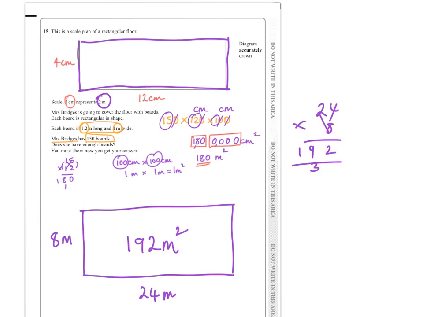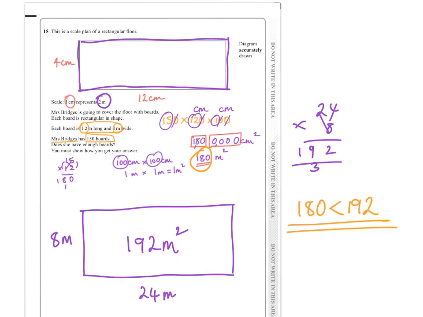And as we've worked out previously, all 150 boards would only be 180 metre squares, and 180 is less than 192, which would be needed. So that would be one way of saying there is just not enough boards.